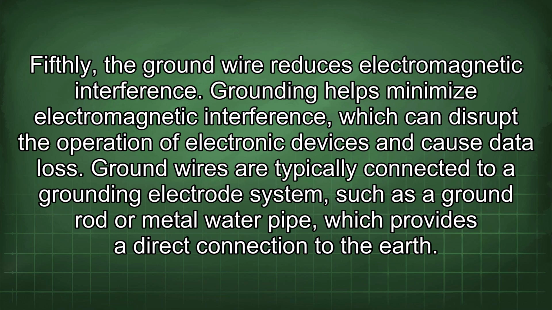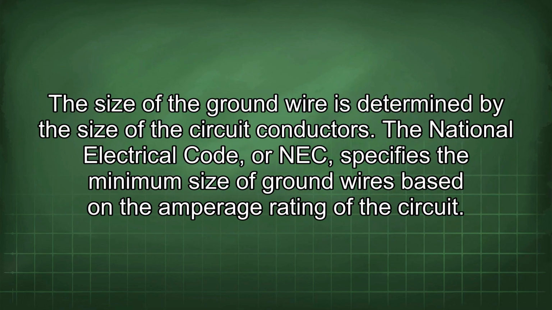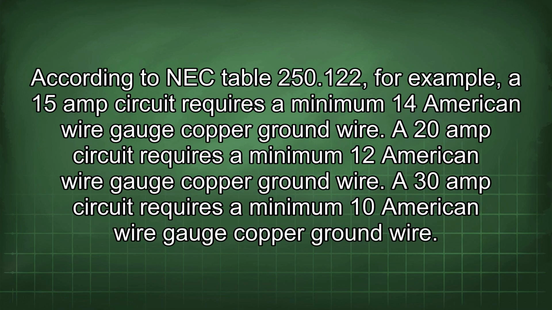Ground wires are typically connected to a grounding electrode system, such as a ground rod or metal water pipe, which provides a direct connection to the earth. The size of the ground wire is determined by the size of the circuit conductors. The National Electrical Code, or NEC, specifies the minimum size of ground wires based on the amperage rating of the circuit. According to NEC Table 250.122, for example, a 15 amp circuit requires a minimum 14 American wire gauge copper ground wire.